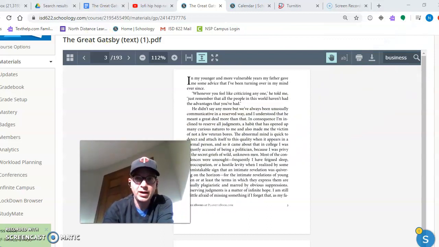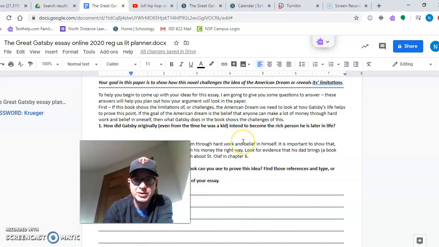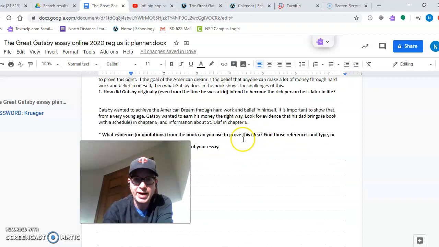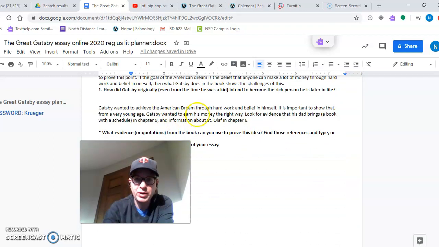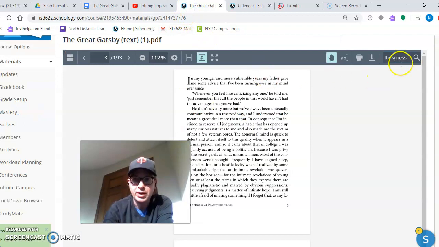So for instance, one thing I'm asking you to look for in chapter 9 says, Gatsby wanted to earn his money the right way. Look for evidence that his dad brings a book with a schedule in chapter 9, and information about St. Olaf in chapter 6. So what you can do, and this PDF has its own search find function, but you could do this with any website too, right?